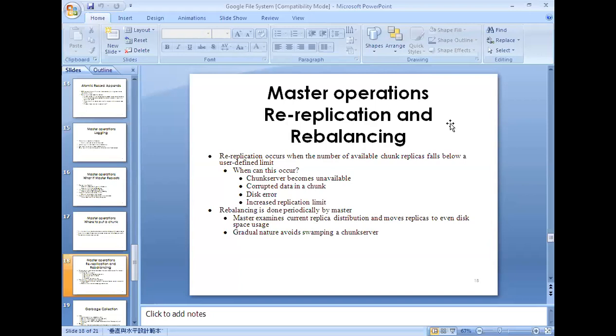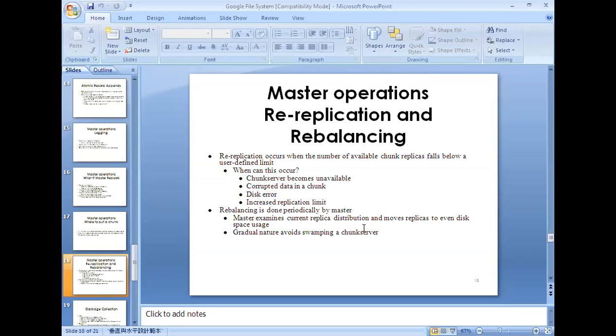Okay, and disk errors and increased replication limit. So these are all the various factors. Because of these factors, your number of replicas falls below the user defined limit. Whatever the reason may be, the Google File System always has to maintain the number of replicas defined by the user. If you are not defining anything, by default how many copies are maintained? Only 3. So 3 are actually enough, but it depends upon your requirement. You may either increase that replication or decrease it. You can do it with the configuration files.